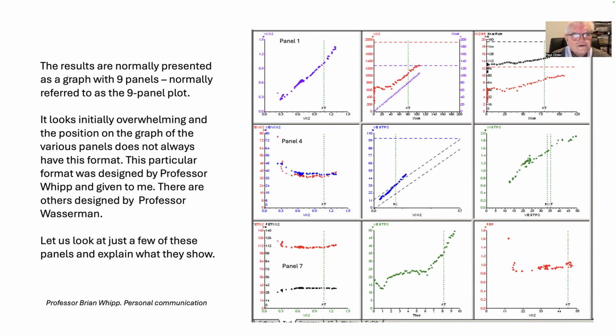The results are normally presented as a graph with 9 panels, normally referred to as a 9-panel plot. It looks overwhelming, and the position of the graph on the various panels is not always the same. This is the format of Professor Brian Whip, for which I'm grateful. However, there are others designed by Professor Carmen Wasserman. Let's just look at a few of these and explain what they show, shall we?